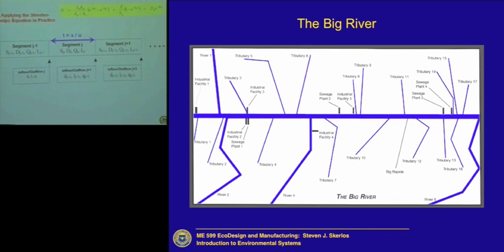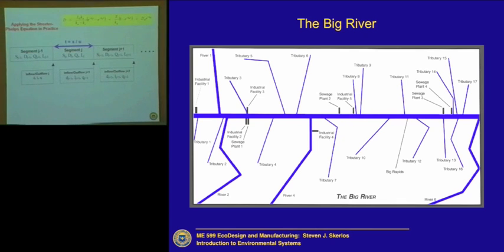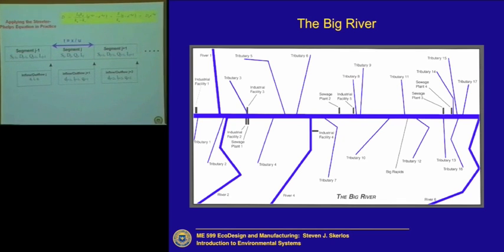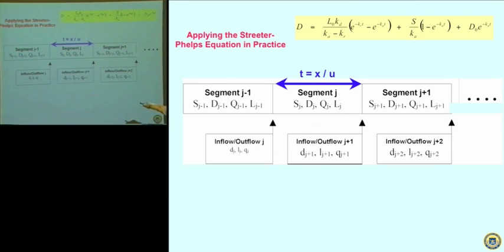There's our equation up at the top. For each segment, we're assuming that the sediment oxygen demand, the dissolved oxygen deficit, the flow rate, and the concentration of oxygen-demanding waste are constant. Just like finite element analysis, we're assuming in each segment that it's constant.